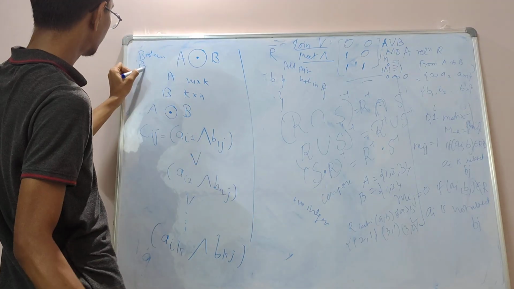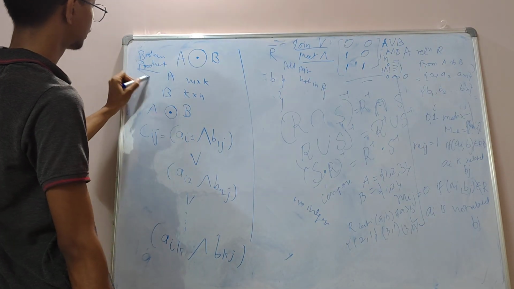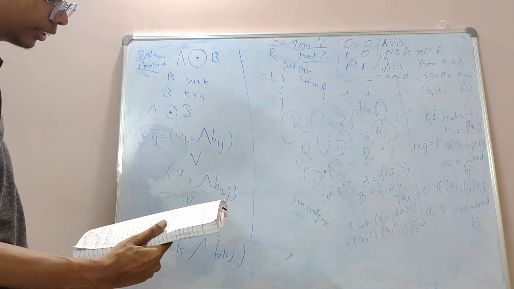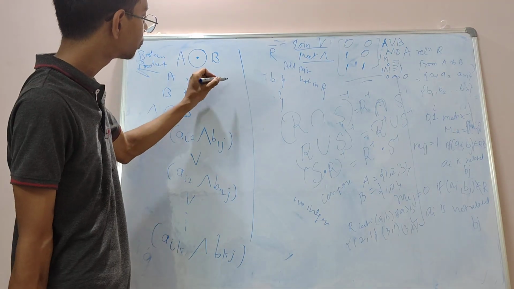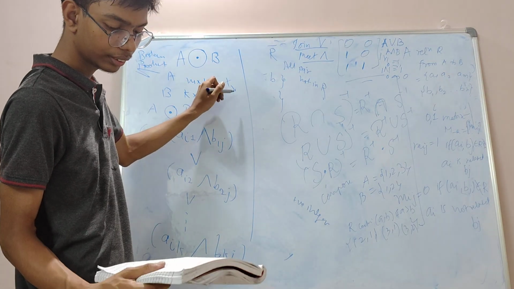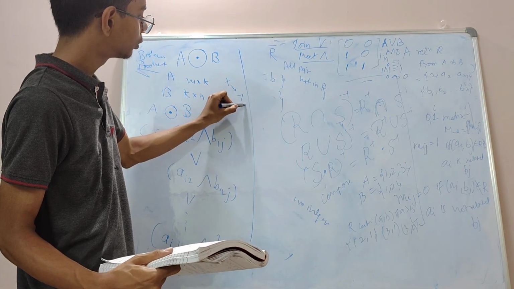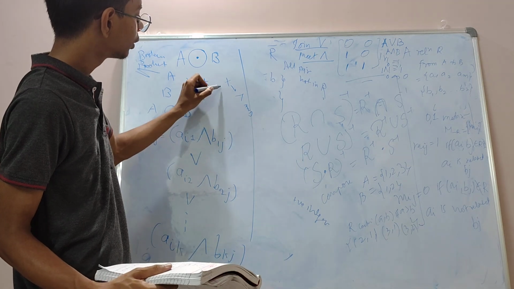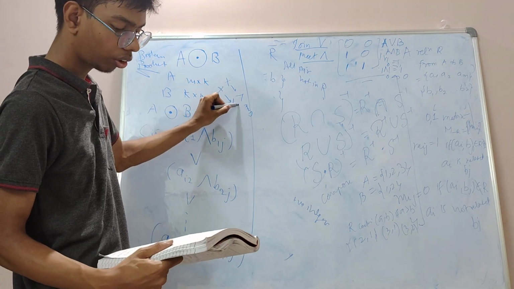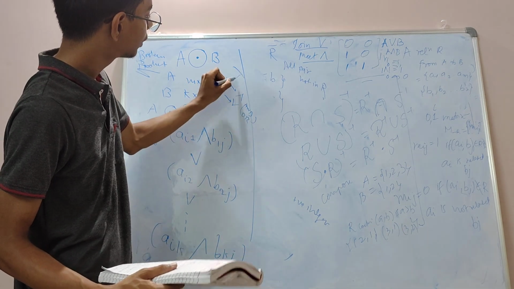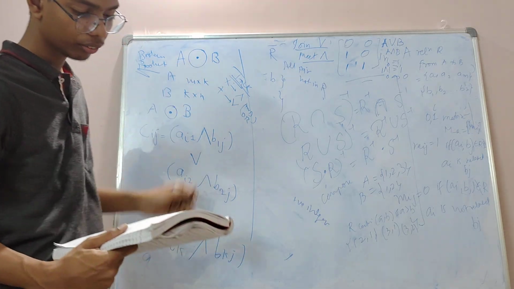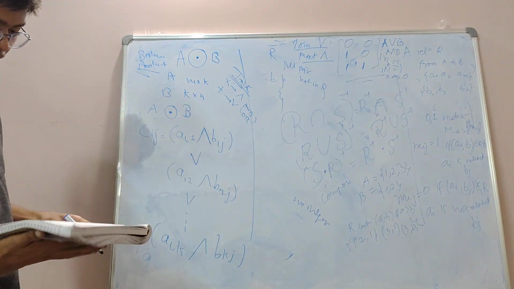This is all about Boolean product of two matrices, right? Basically, what you have to do, you have to replace multiplication with and, plus with or. This is the trick. You can remember it, right?